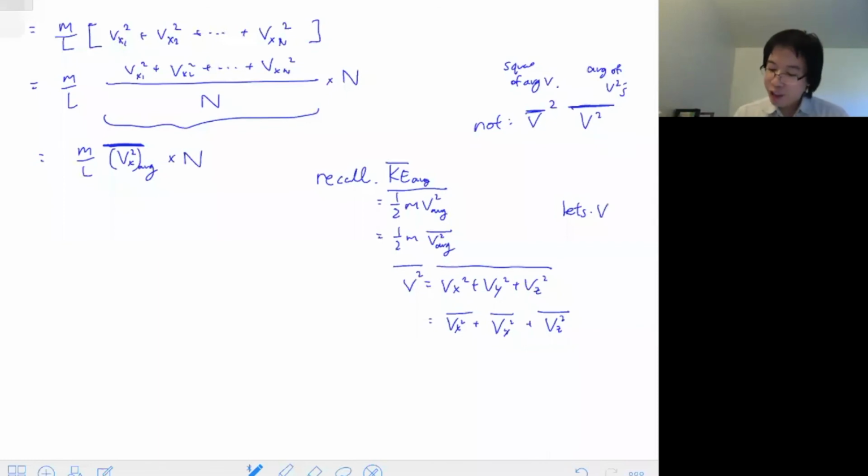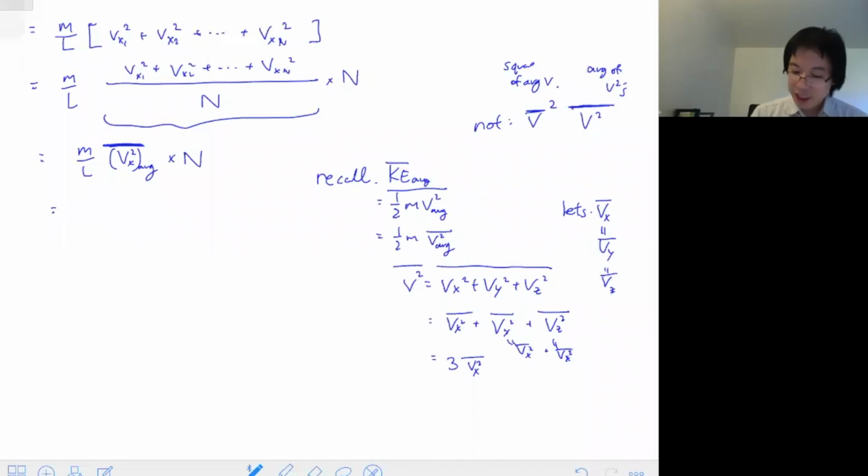Now, let's assume the average x velocity is the same as the average y velocity and the same as the average z velocity, because it's random. So everything is the same. If I make all of them equal to vx squared average, this is 3 times, thrice the vx squared average, okay? So in other words, the vx squared average is 1/3 of the v squared average times n. Let me put the n in front.